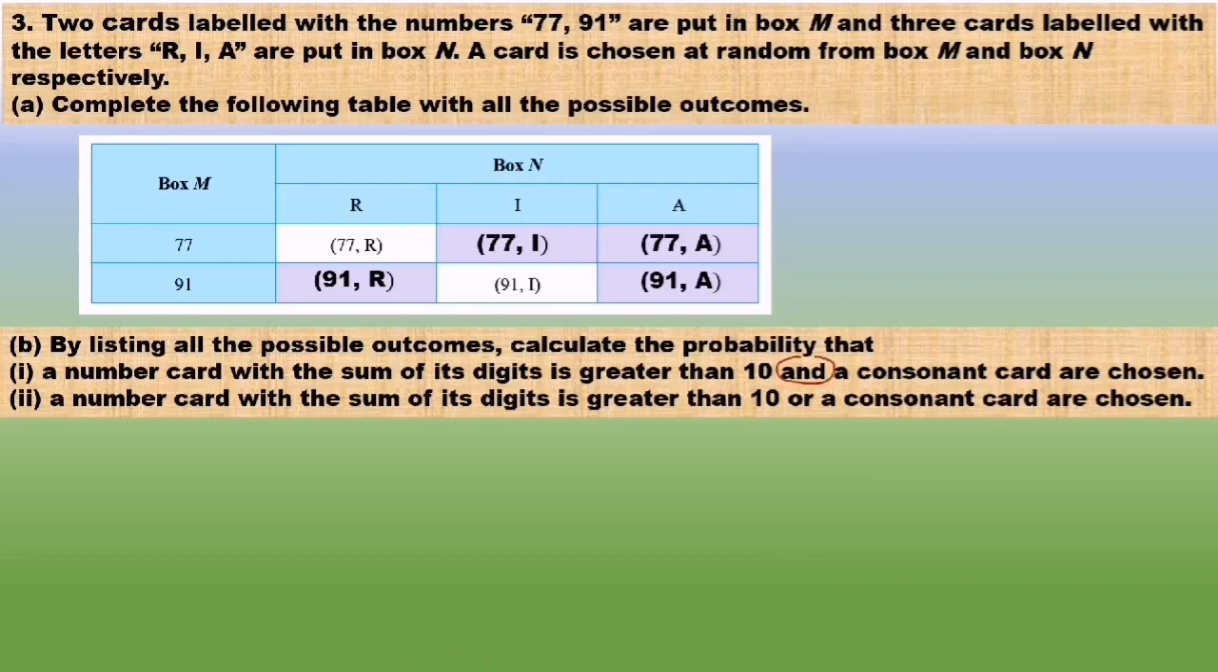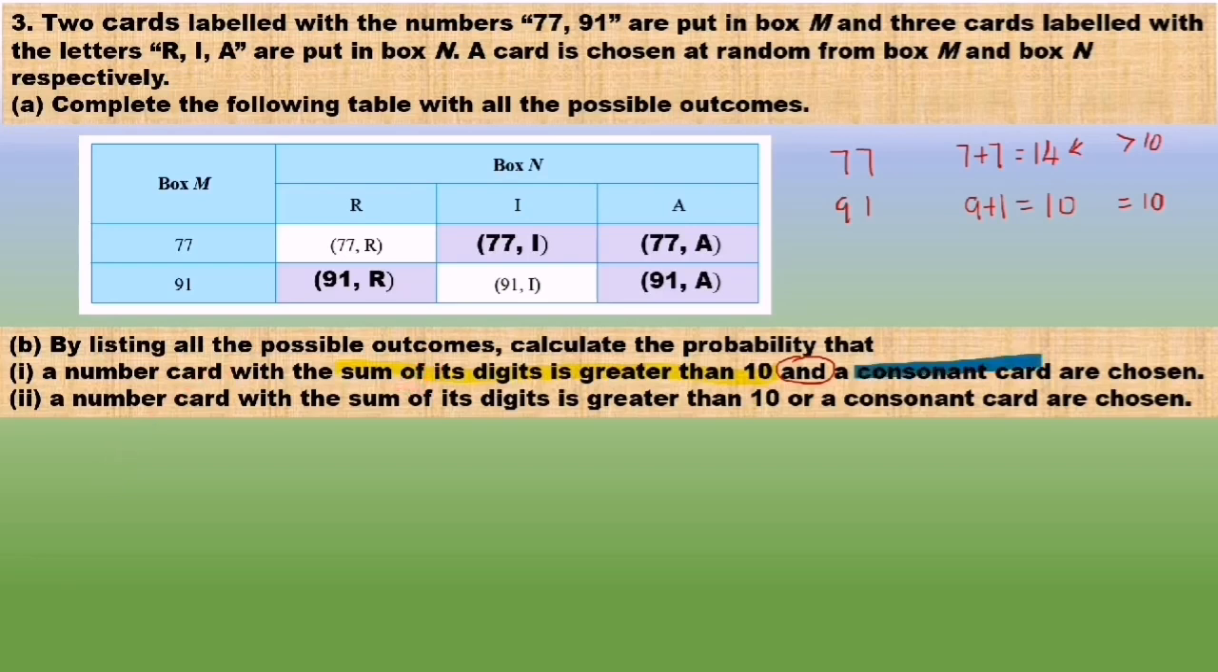Now the keyword is AND. Maybe you will ask what is the meaning sum of digits is greater than 10. Digit 77. The sum of digit is 7 plus 7 equals 14. So this digit is more than 10. We try 91. 9 plus 1. The sum of this digit is 10.